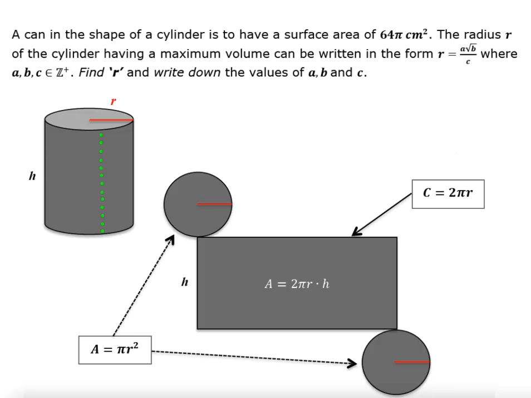Okay, here's one where we'll go the other way around. We'll try to maximize the volume. So I've got a classic can in the shape of a cylinder, and it's got a given surface area. You can see two-dimensional, so it's an area. The radius of the cylinder having a maximum volume, so we can somehow maximize the volume of this guy, can be written in that form, classic IB, where you have to flesh out what A, B, and C are in terms of writing down ultimately those values after you find the R value that actually maximizes the volume.